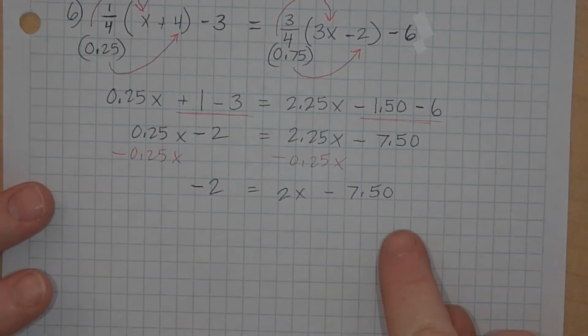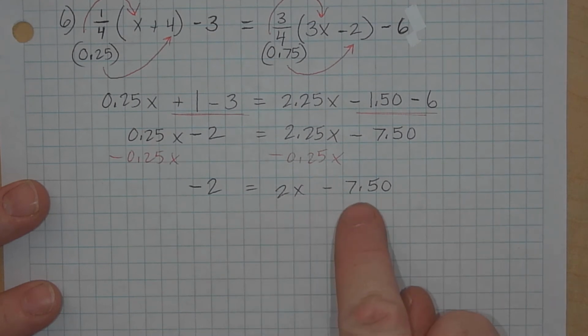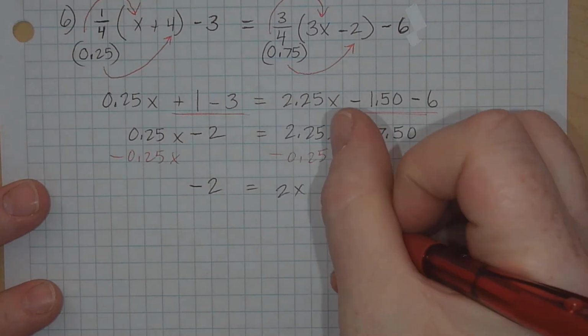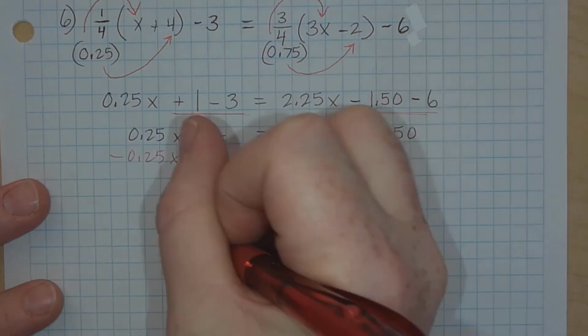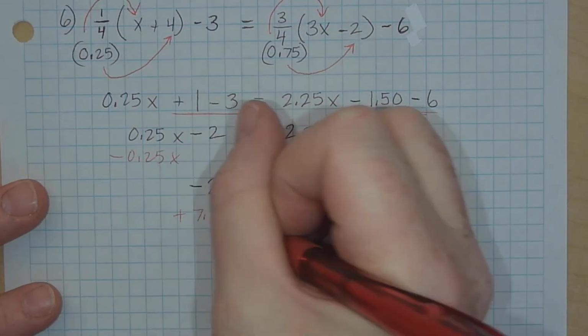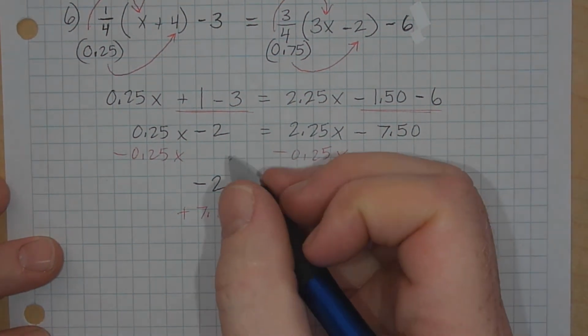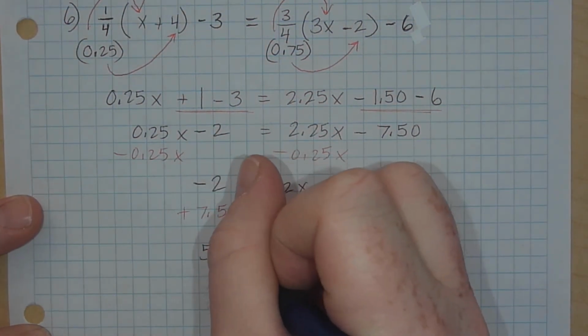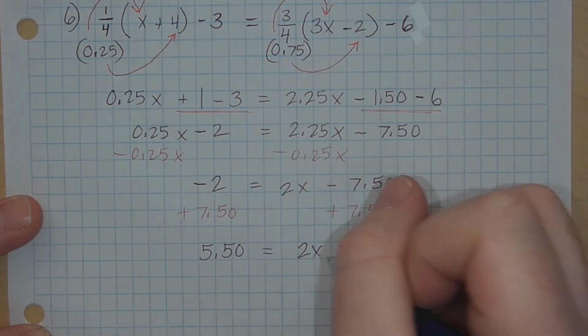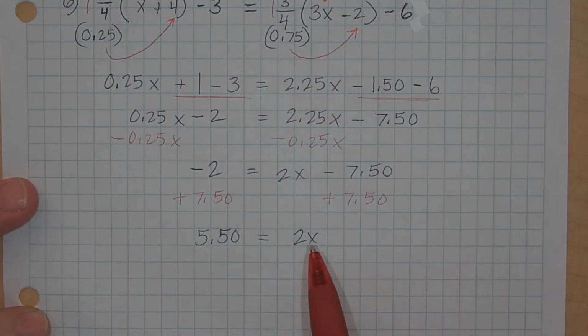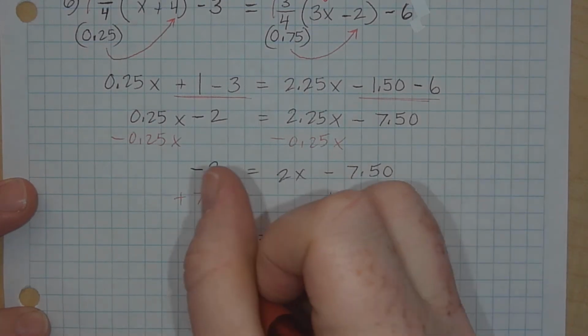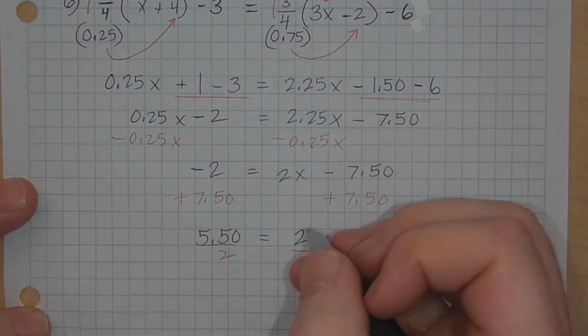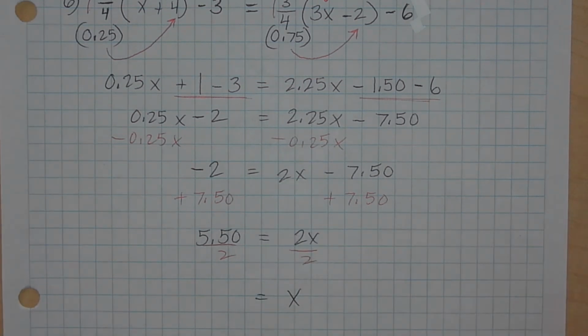So this is a two-step equation. We're going to get rid of the 2. We're going to get rid of the -7.50 so we can find out what x is. So the opposite of -7.50 is adding 7.50. So you add 7.50 to both sides. This will end up being $5.50 equals 2x. And then you do the opposite of multiplying by 2, which is dividing by 2. And that's going to be x equals $2.75, I believe.